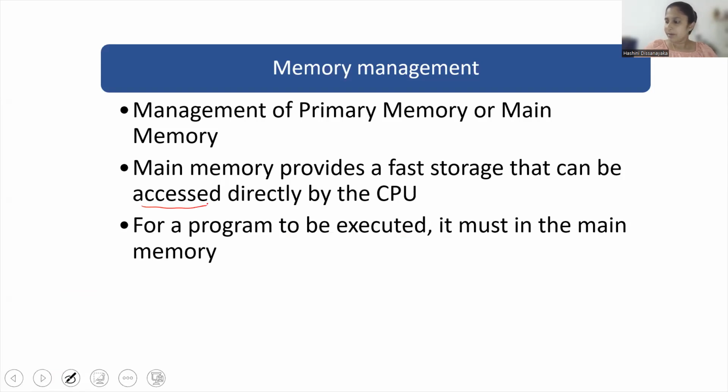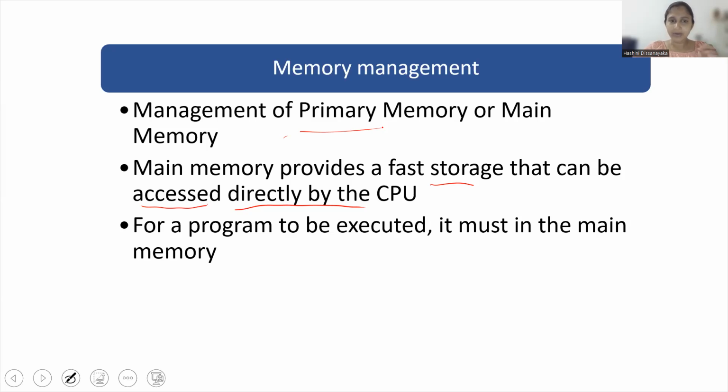Main memory provides fast storage that can be accessed directly by the CPU. That's why we call it primary memory. Any memory module that works directly with the CPU, we call primary memory. That's why we categorize cache memory, RAM and ROM under the primary memory.